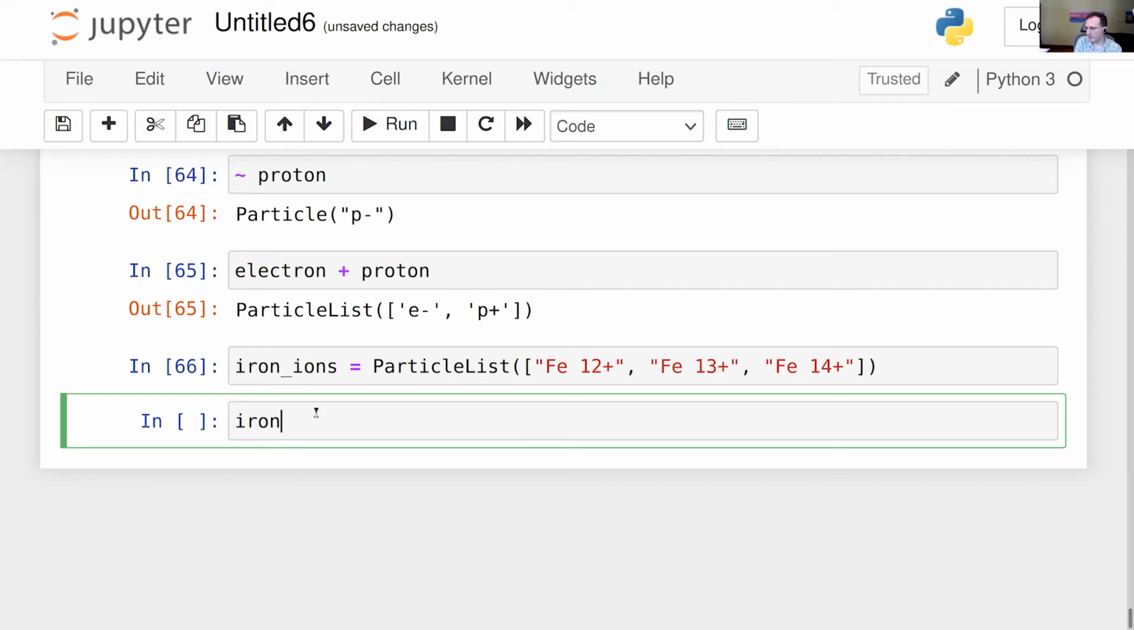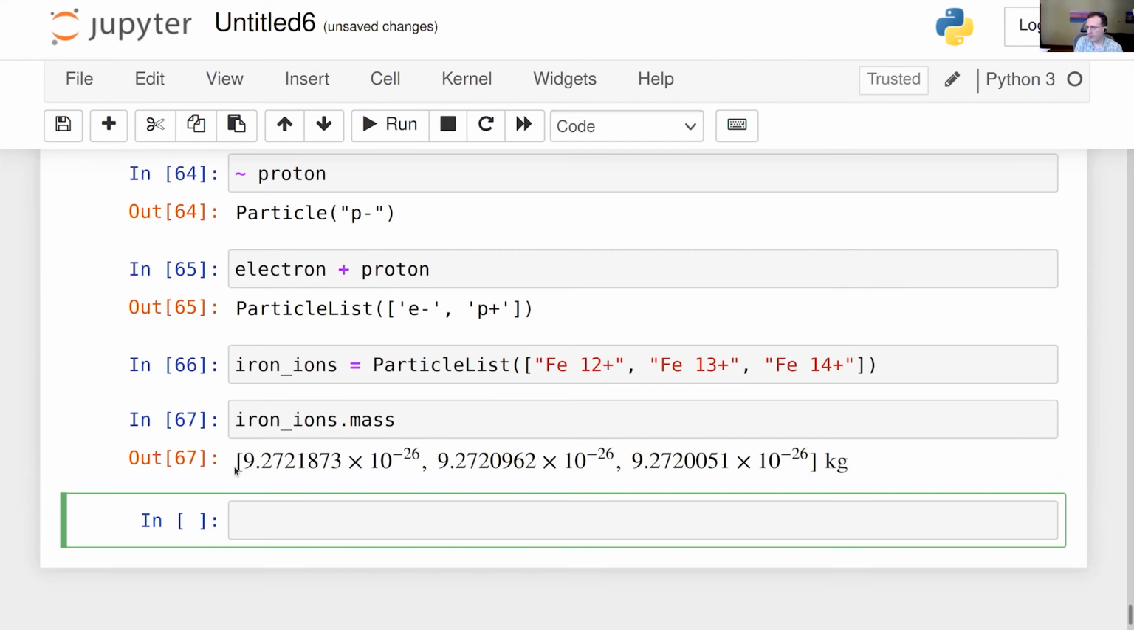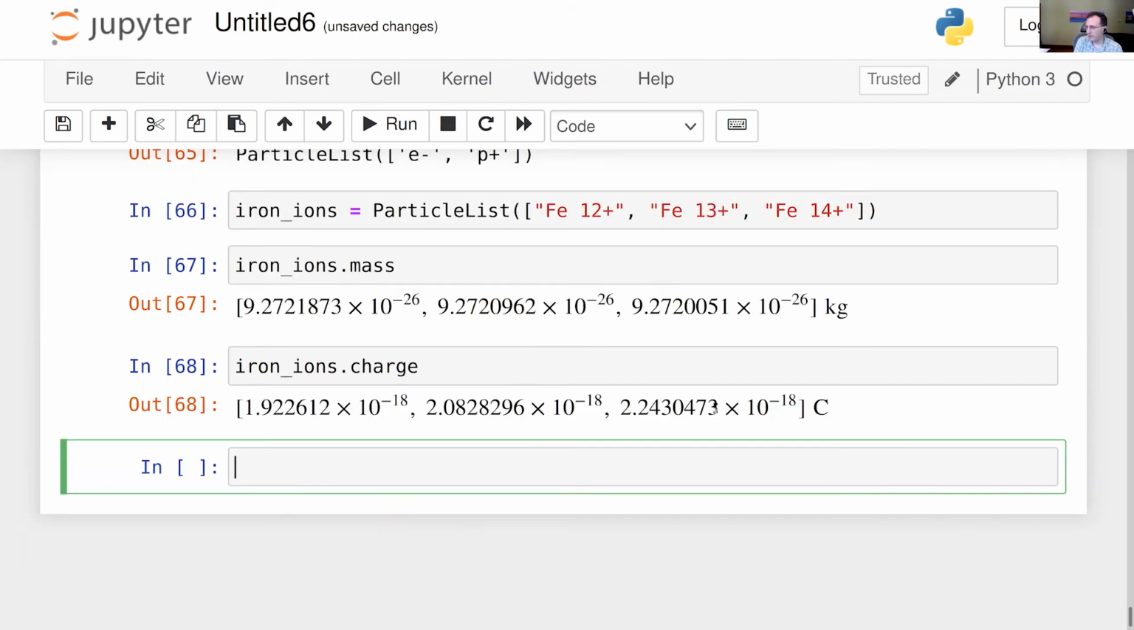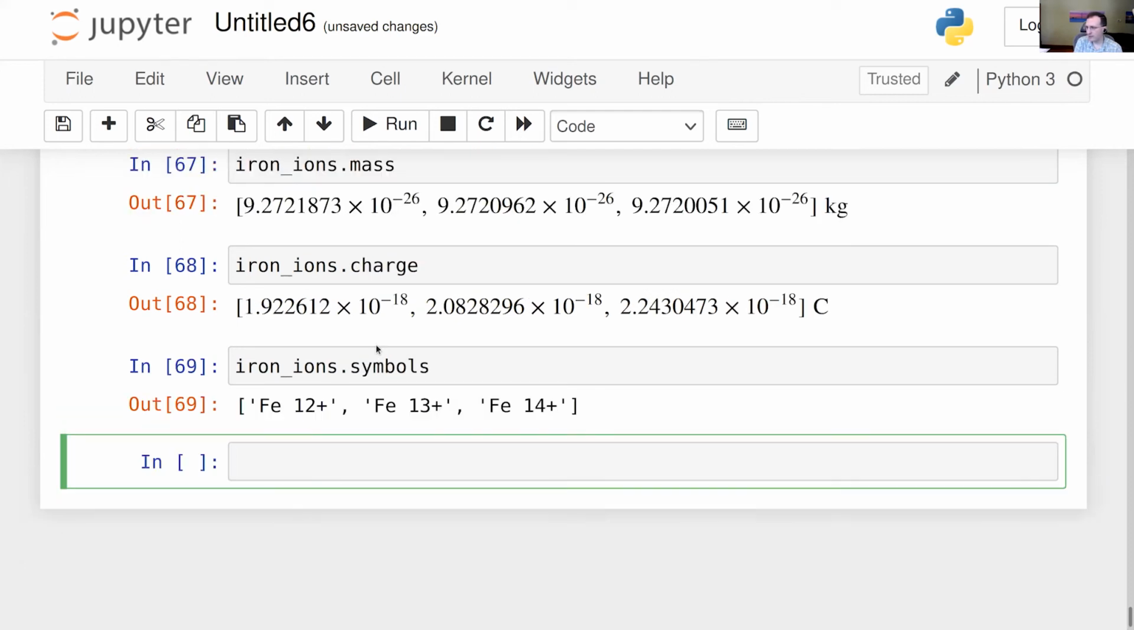And now we can get iron_ions.mass, and that will return a quantity array with the different masses of these objects. We can get iron_ions.charge and get the charges of these iron ions as an array. And we can also get iron_ions.symbols. And that doesn't look right. Symbols. And we get Fe12+, Fe13+, and Fe14+.